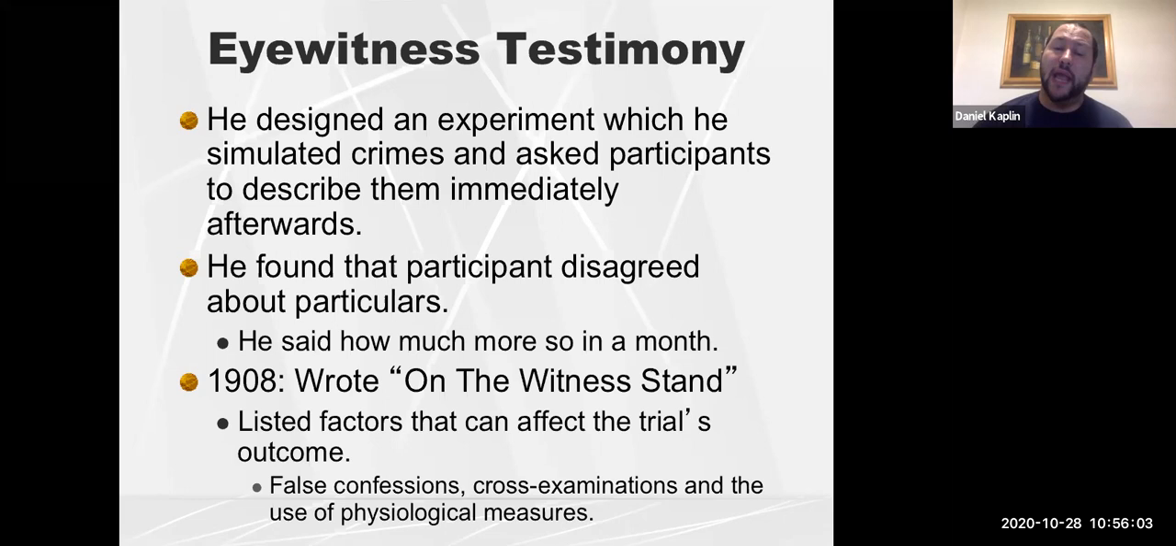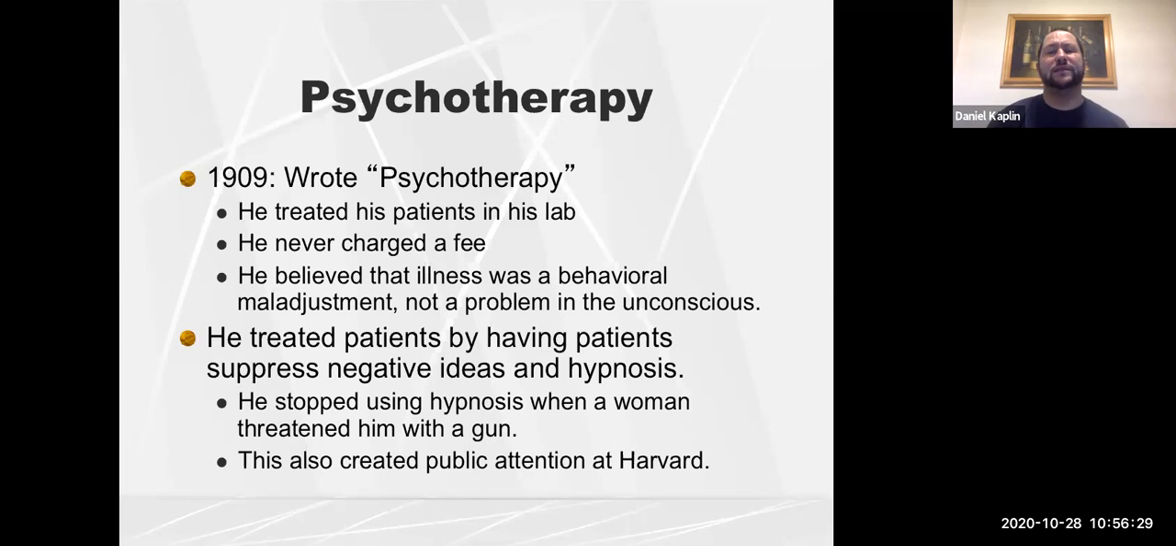In 1908, he wrote a book called On the Witness Stand, which talked about factors that influence a trial's outcome, such as false confessions, improper cross-examinations, the use of physiological measures to determine guilt or innocence. So that was his gift to forensic psychology.